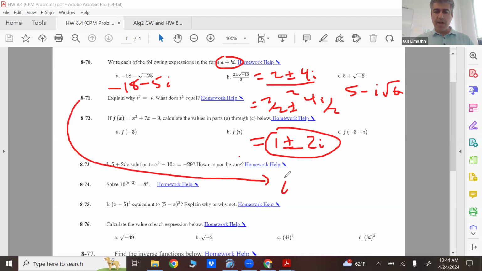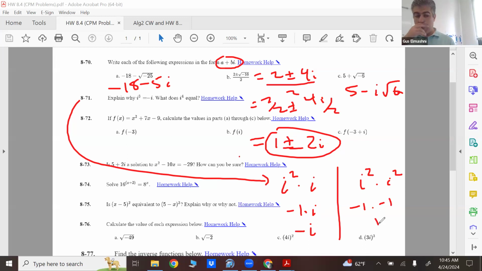i cubed is i squared times i, right? Because if you do i squared times i, that gets you i cubed. That's negative 1 times i, or negative i. So for i to the 4th, it can be thought of as negative 1 times negative 1, which is positive 1, okay? So that's what's happening with 71.